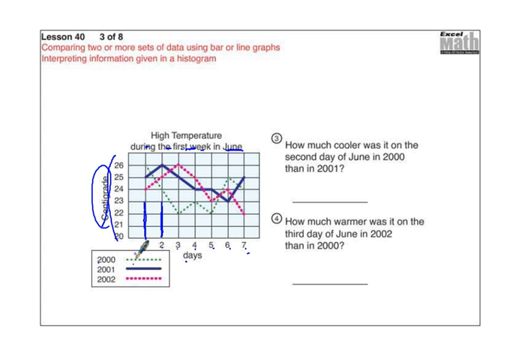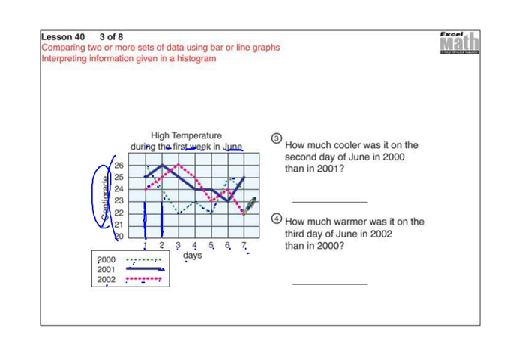2000 is represented by this dotted line with the small dots. So you can see the dots going along like this, and that's in the year 2000 what happened in the first week of June. The solid line is in 2001, and you can see that going along right here. And then 2002 is the bigger dotted line along like that.